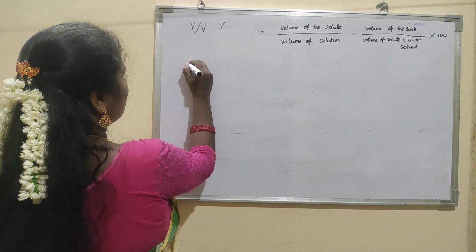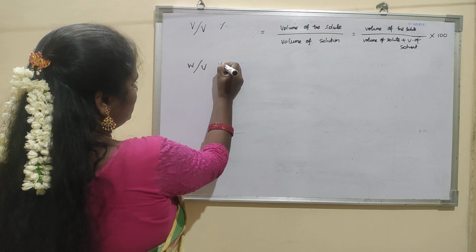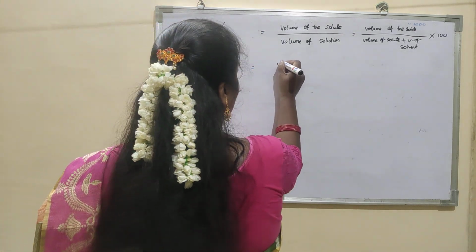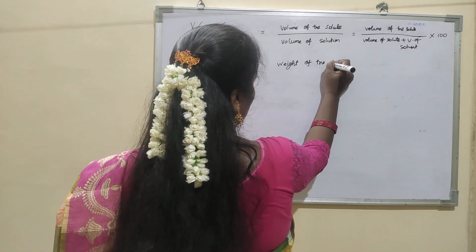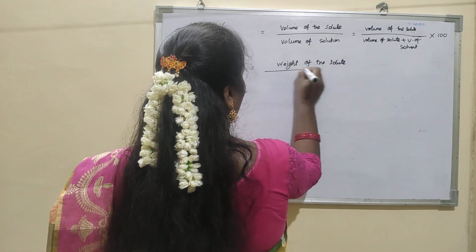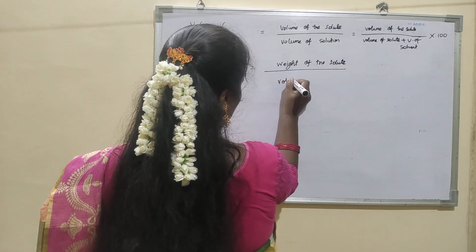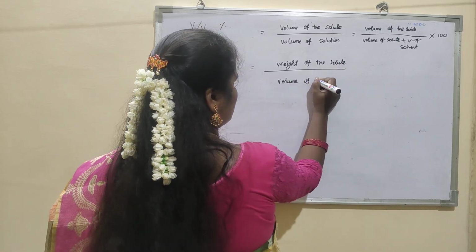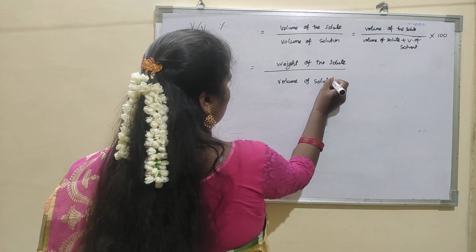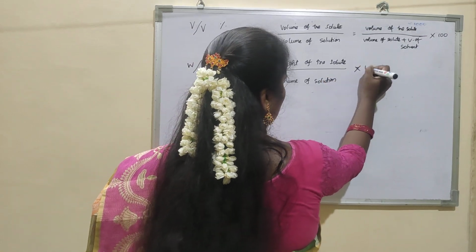Second one is the weight by volume percentage. So the weight of the solute, or given weight of the solute, divided by the volume of the solution. The moment you take that amount of the solute, that will make the solution, and that will be into 1000.